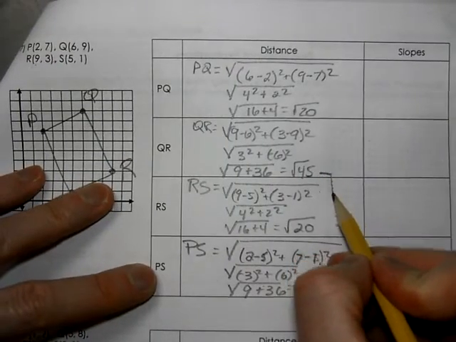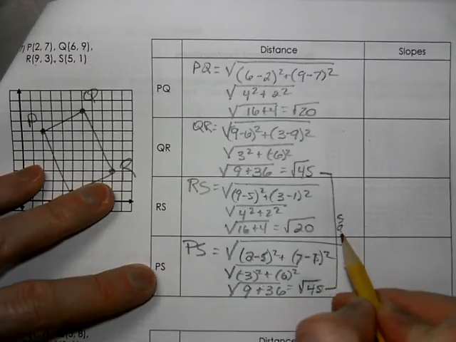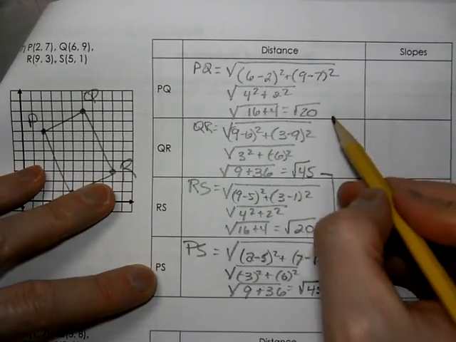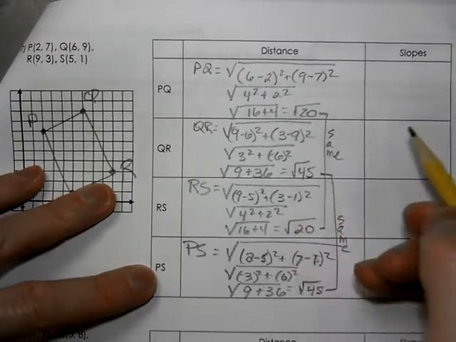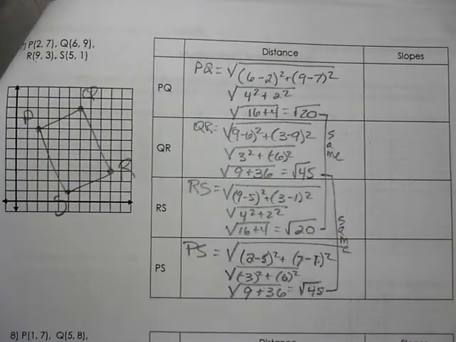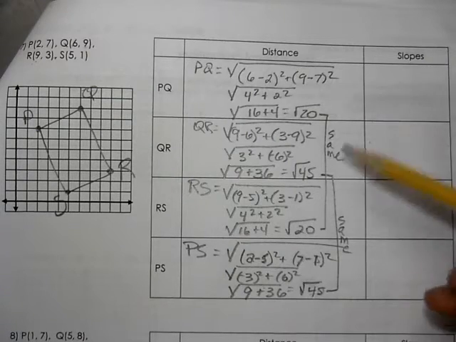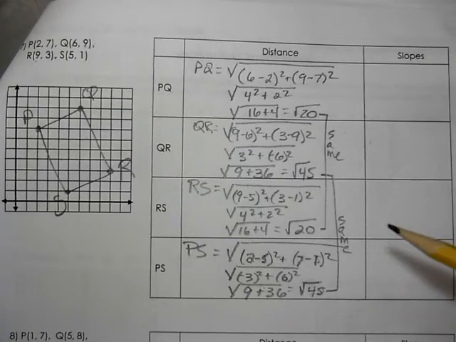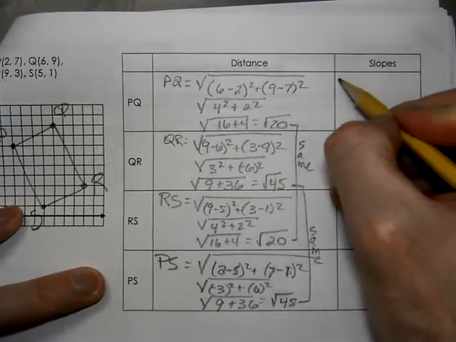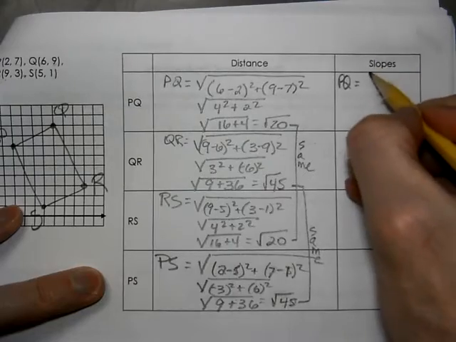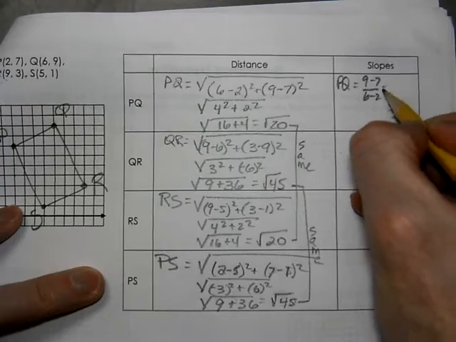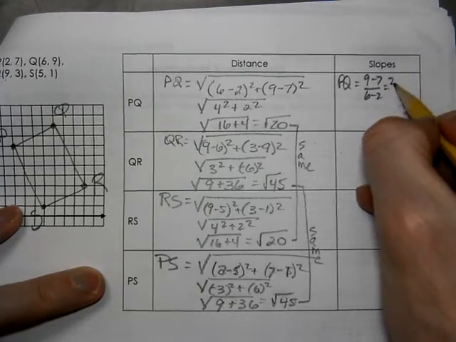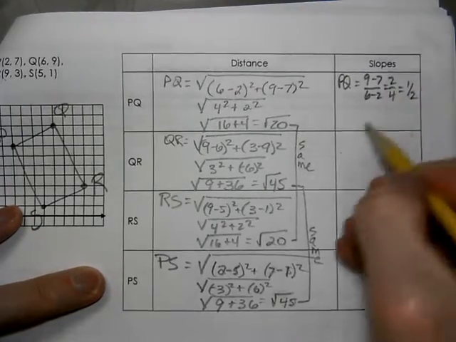So these are the same. And these are the same. So what that means, we have opposite sides that are congruent to each other. So we know that that's one type of parallelogram. We're going to look at slopes. So PQ is 9 minus 7 over 6 minus 2. That comes out to be 2/4, which is 1/2.